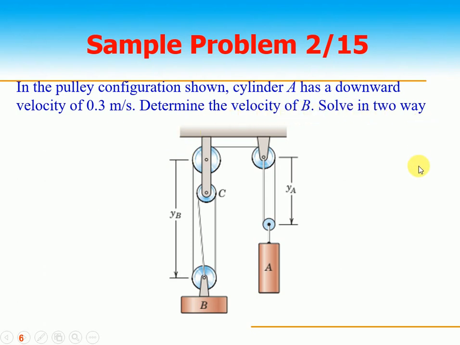Solve in two ways. Anyhow, if you see this pulley, this length is changing, YA, and this length is of course changing, YB. And of course this length is again fixed. This length of the rope is also fixed. So we are given that the body A is moving downward, therefore body B is moving upward. If I take downward positive, then the velocity of B should be positive. It automatically comes when we write the equations.